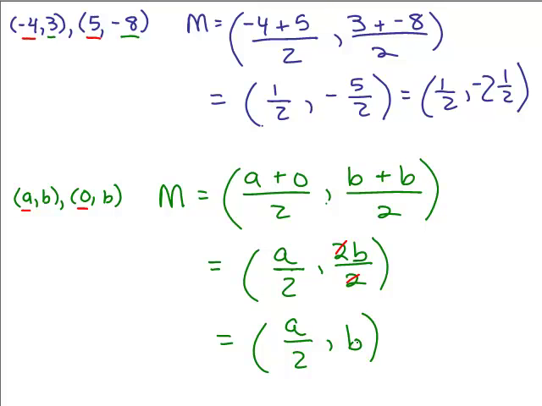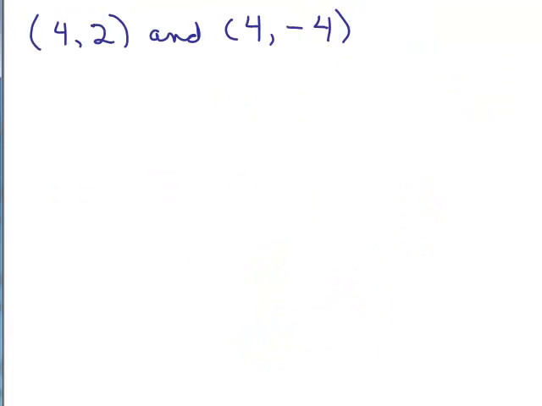Now, one thing you might notice here is the b values are the same. That makes sense: if the y value is the same for both of these ordered pairs, you're going to have the same y value for the midpoint. Let's say we wanted to find the midpoint of a line segment ending at those points. Let's just look at the picture.